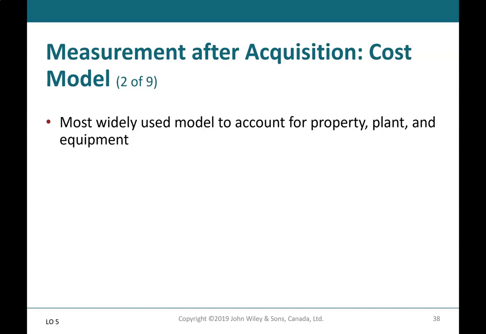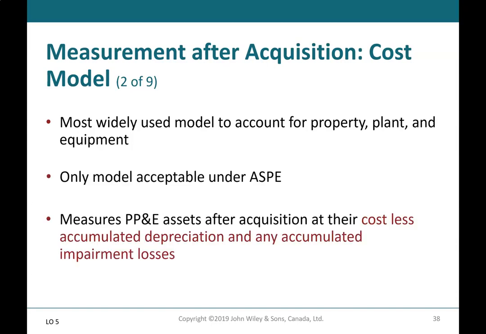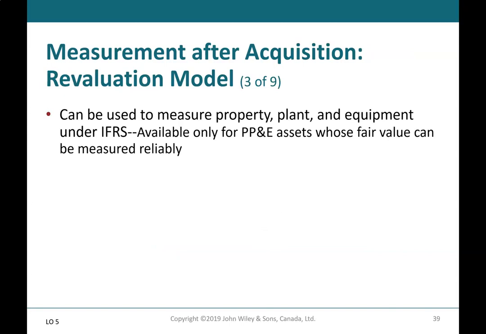Measurement after acquisition, cost model, 2 of 9. It is the most widely used model to account for property, plant, and equipment. It's the only model acceptable under ASPE. It measures property, plant, and equipment assets after acquisition at their cost, less accumulated depreciation and any accumulated impairment losses.